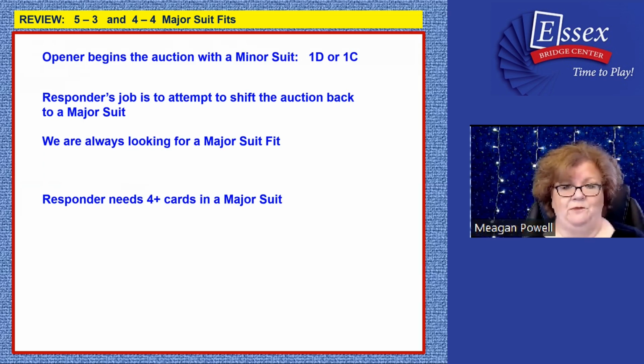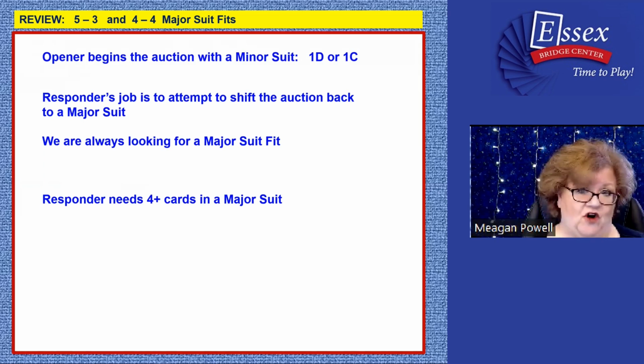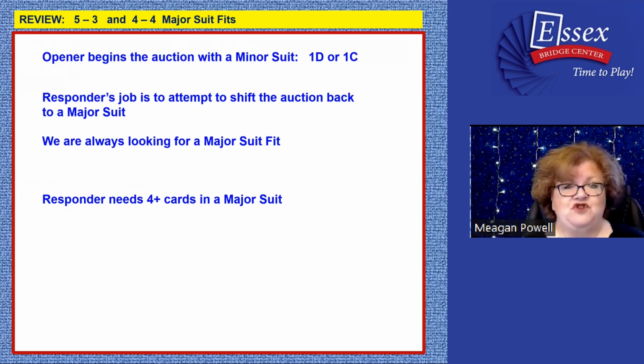Well, do you remember when opener bids, let's say 1 diamond, a minor suit? Opener is telling you, responder, she does not have a 5-card major suit to open. But she absolutely could have a 4-card major. So therefore, you, responder, need to have at least 4 cards in a major suit to begin the swing back to a major suit conversation. So responder needs to have at least 4 cards in a major suit.